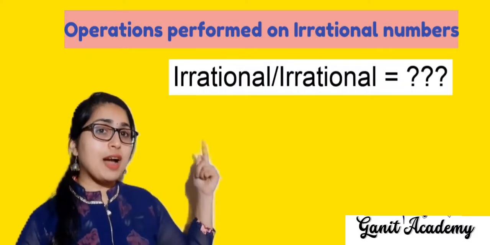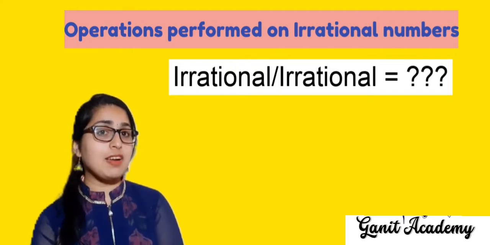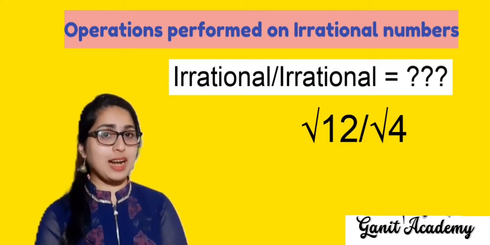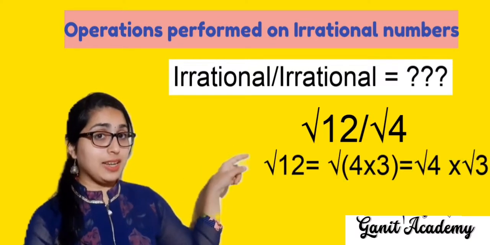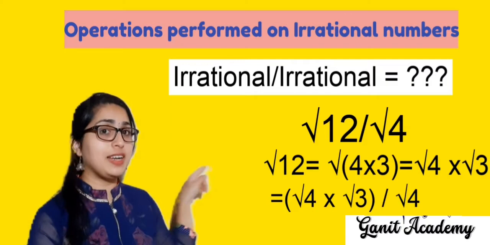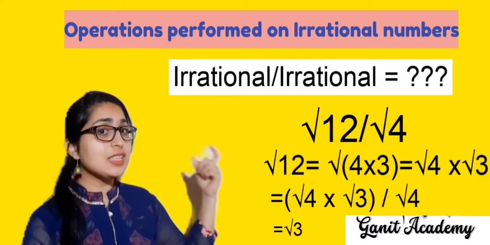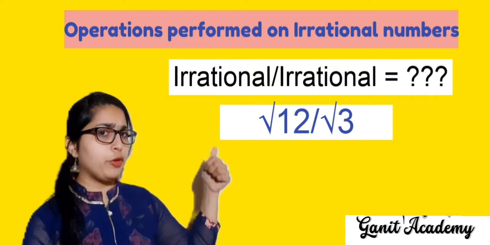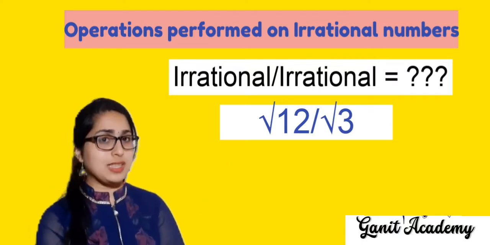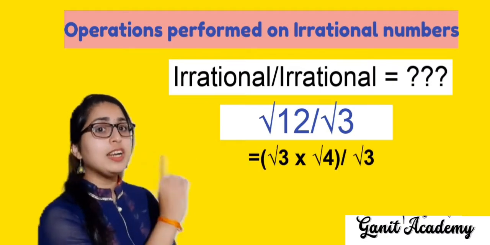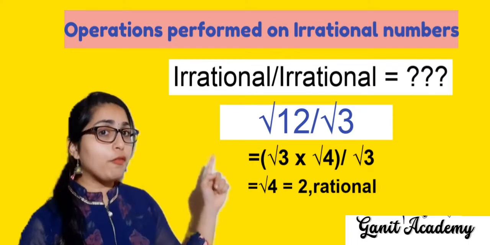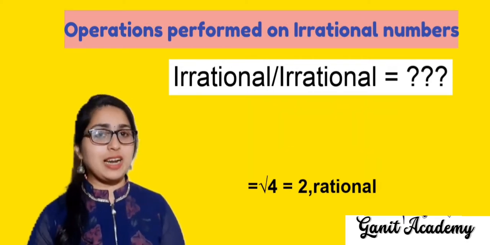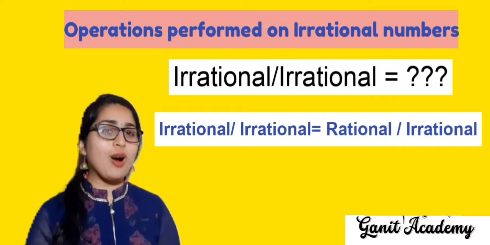Now what happens if I divide two irrational numbers? I will take square root of 12 divided by square root of 4. What will be your answer? Square root of 12 can be written as square root of 3 into square root of 4, divided by square root of 4. The answer is square root of 3, which is an irrational number. Now what happens if I divide square root of 12 by square root of 3? Once again I can write it as square root of 3 and square root of 4 divided by square root of 3, which gives you square root of 4. Square root of 4 is 2, which is a rational number. So the division of two irrational numbers can give you either rational or irrational.